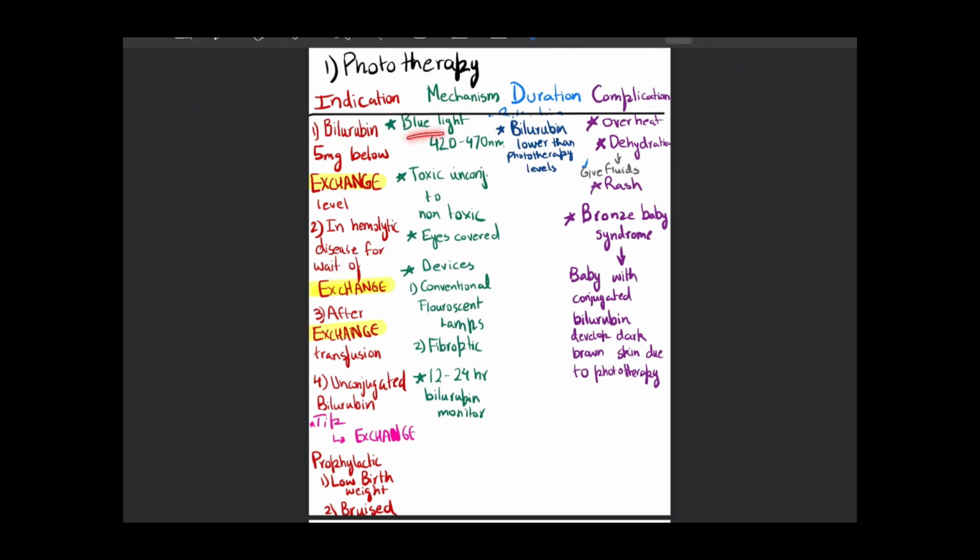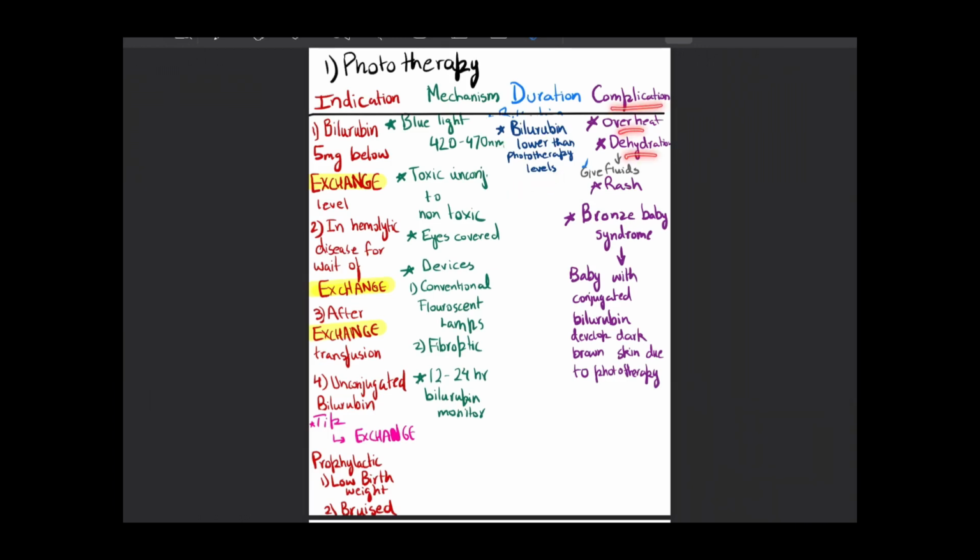Next is mechanism. Blue light is used, which the wavelength is 420 to 470 nanometer. Toxic unconjugated bilirubin is converted to non-toxic form. Eyes are covered. Devices are either conventional fluorescent lamps or fiber optic, and this is 12 to 24 hours bilirubin monitoring. Duration is until the bilirubin levels are below phototherapy levels.